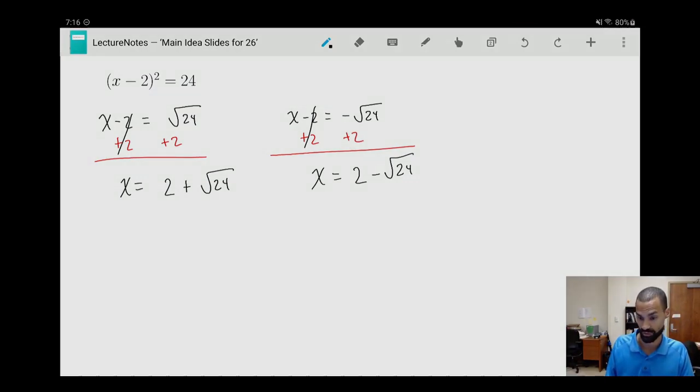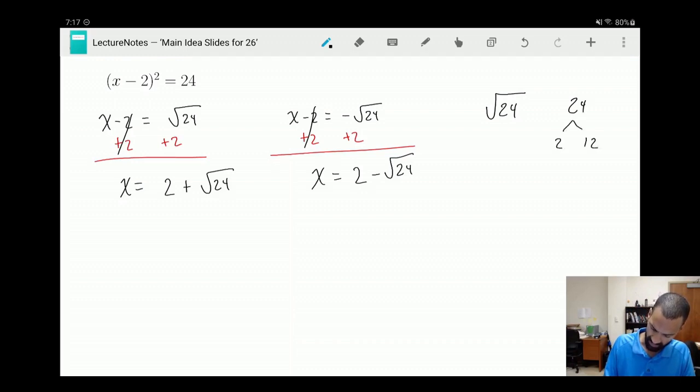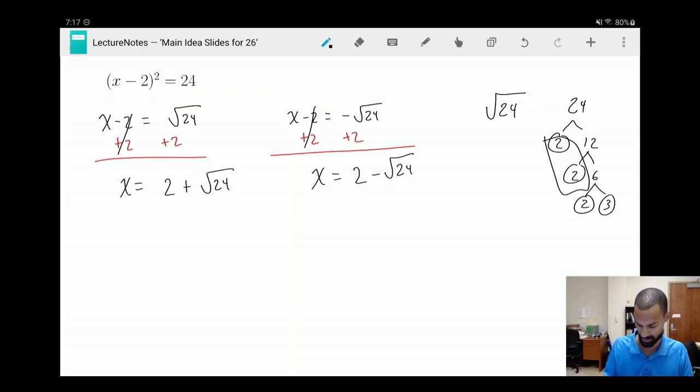Let's see if we can break down the square root of 24. Okay, so 24 is what? 2 times 12. 2 is a prime number. 12 is 2 times 6. 6 is 2 times 3. Okay, keep in mind, every pair of numbers is going to become a perfect square that's going to come out of my square root. So the pair of 2's will come out. This 2 times 3 will remain behind. 2 times 3 is 6. So the square root of 24 is the same thing as 2 times the square root of 6.